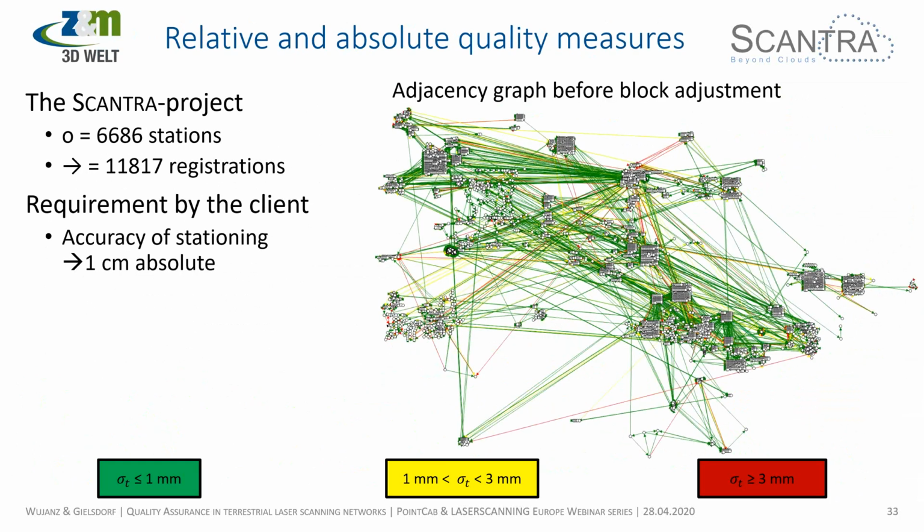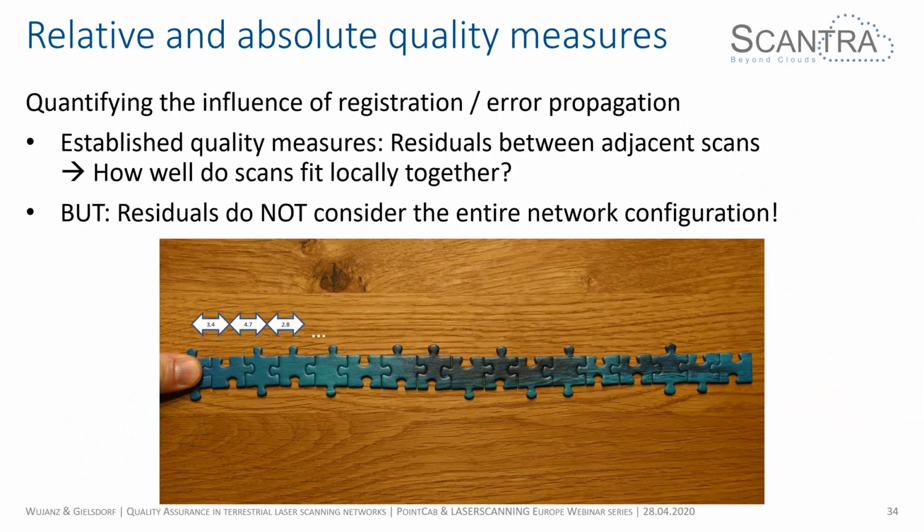So let's move to the very last subject of this webinar, namely relative and absolute quality measures. You've probably seen this project before. It's one of the biggest that I know that was registered in SCANTRA. But that's actually not the point. It was more than 6,000 stations, 11,000 registrations, but the crux in this project was the requirement by the client: the accuracy of stationing has to be better than 1 centimeter. So namely an absolute quality measure. So let's have a look at what this means.